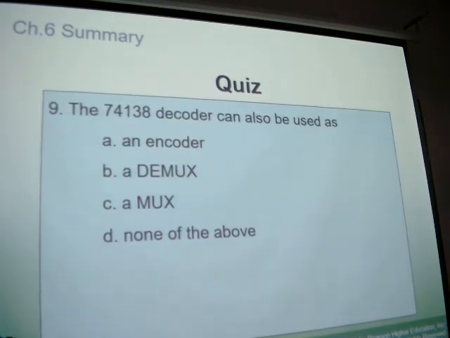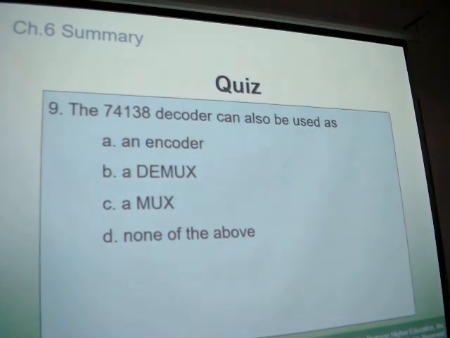Okay, question 9. A decoder can also be used as a demux. The three inputs can be used as the data selector inputs of the demux.